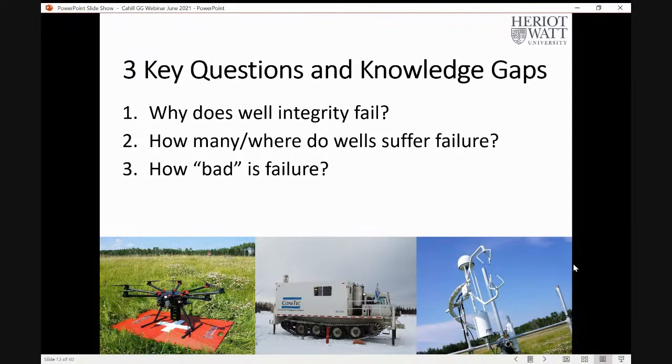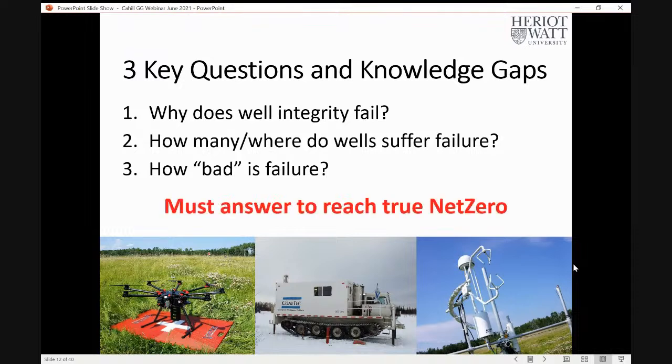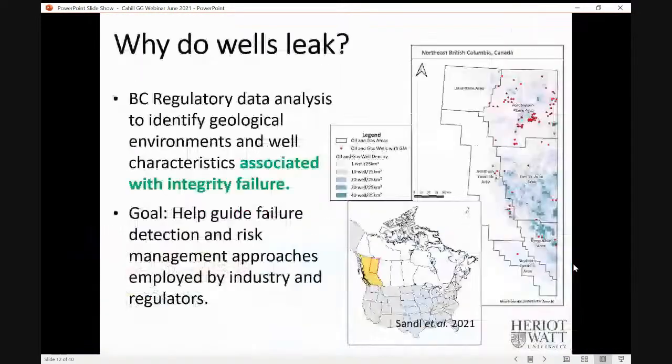And then finally, how bad is failure? If there's a failure in a given area, how worried should we be? How big an impact does one leaking well or multiple leaking wells have on the environment? These were the key questions we were really trying to address here. And I would argue these are going to be pretty essential to address as we thrust into net zero, and we really want to truly reach a net zero status.